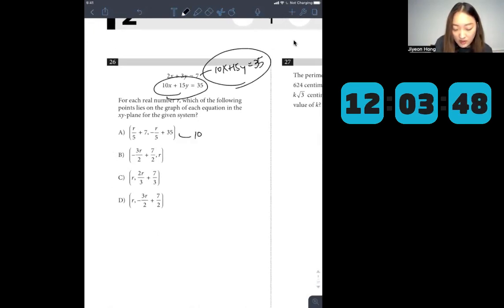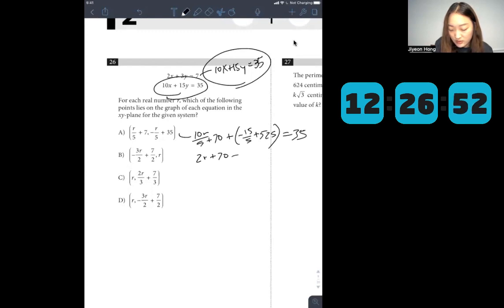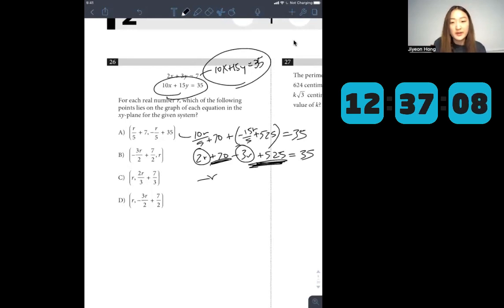So we get 10r/5 plus 70 plus negative 15/5 plus 35 times 15. So already I can know that this is not going to be the answer. First of all, if I further simplify and show you, we have 3r plus 525 equals 35. We have negative r here, and we have a number that is way too large compared to the right side. So I'm going to immediately move on to answer choice B.